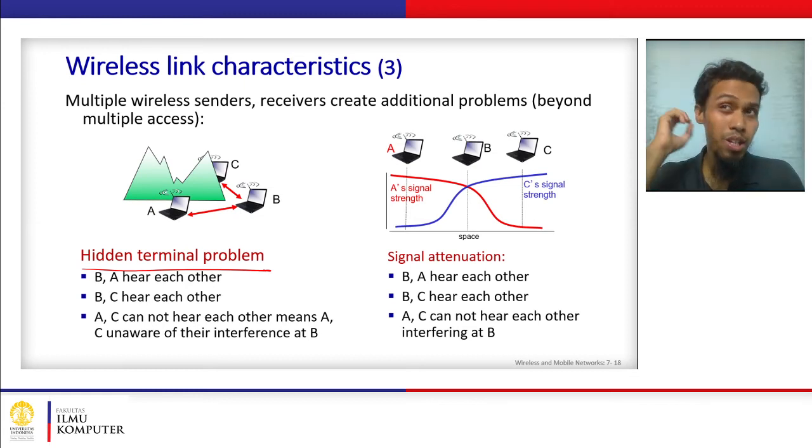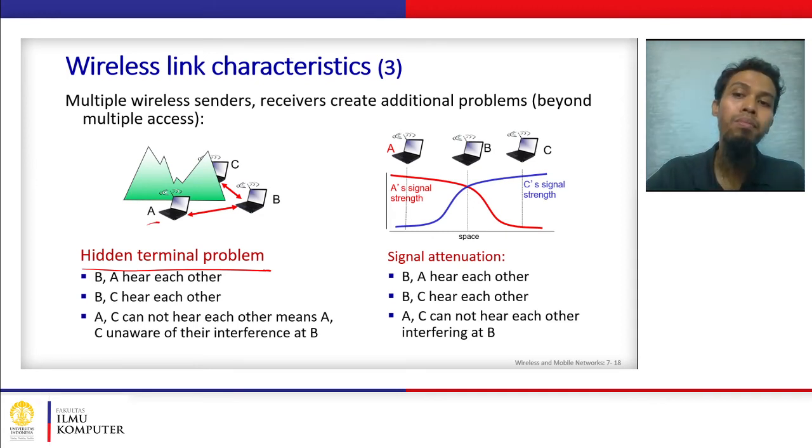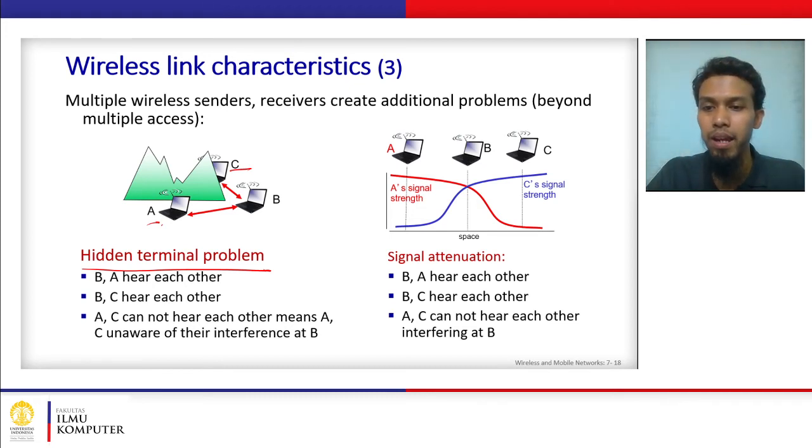A doesn't know if C exists out there, and C is also communicating with B, and C also doesn't know the existence of A, which is also communicating with B. So basically, A and B hear each other, B and C hear each other, but C and A cannot hear each other. So they are unaware of their interference at B.